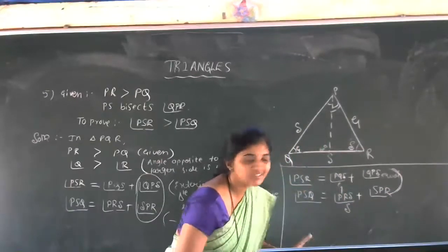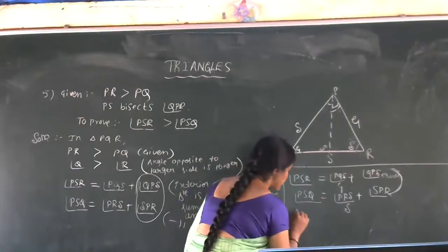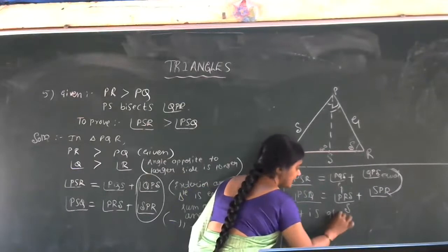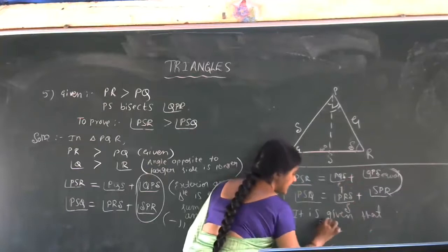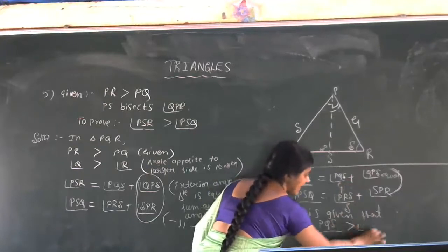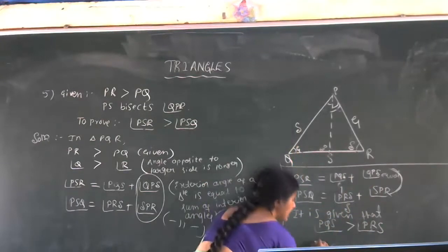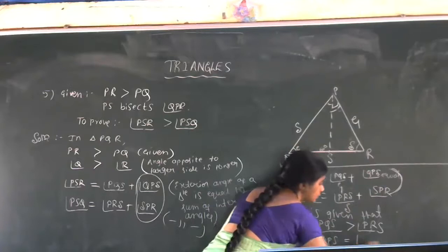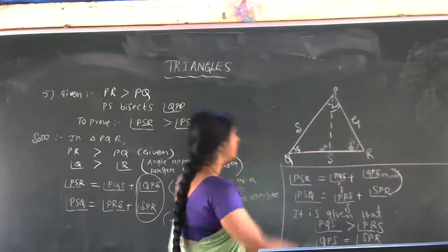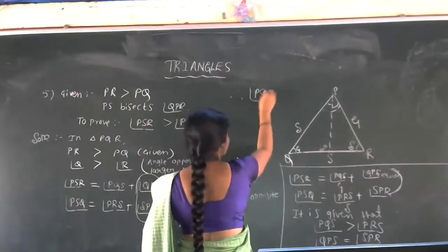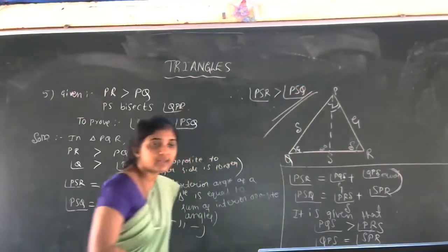Now can you guess which angle is greater now? It is given that PQS is greater than angle PRS, and angle QPS is equal to angle SPR. These angles are equal, and this is greater than this one. Therefore, angle PSR is greater than angle PSQ. Hence proved. Got the idea of this one, students?